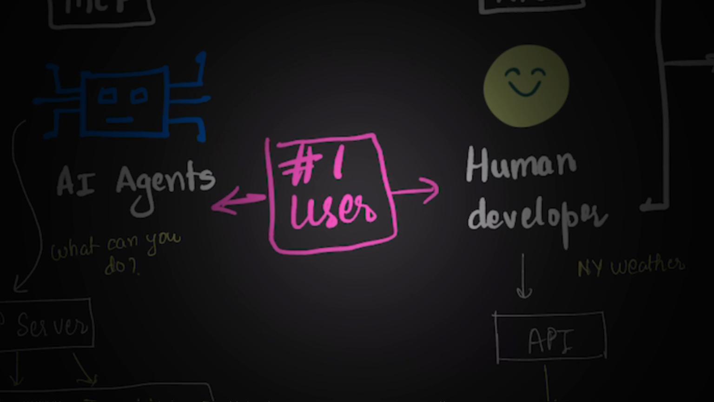APIs require humans to write explicit code for every action. MCP allows AI agents to discover and use tools on its own. Now let's go deeper. There are three fundamental differences between APIs and MCP that you need to understand. Now, number one difference is the user.